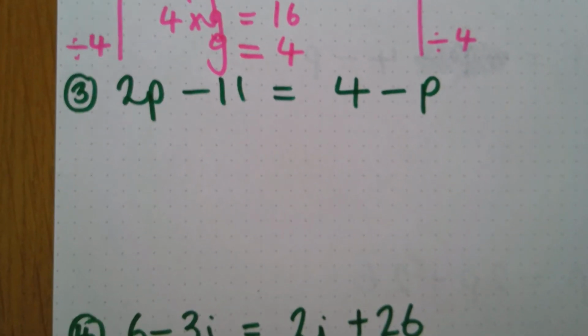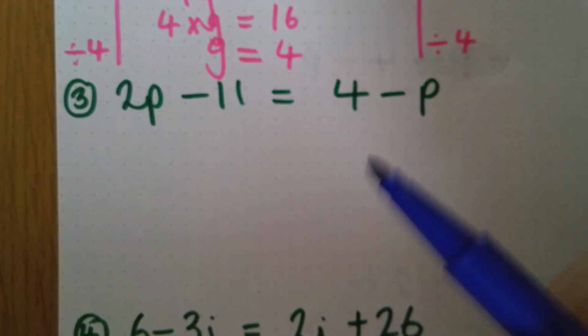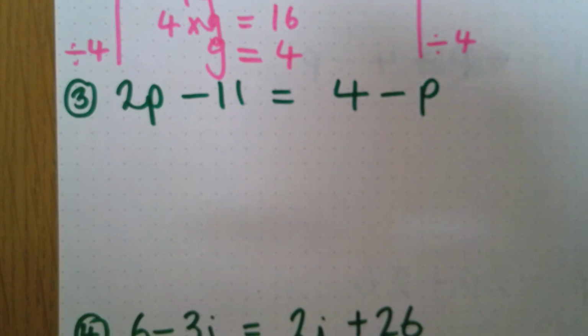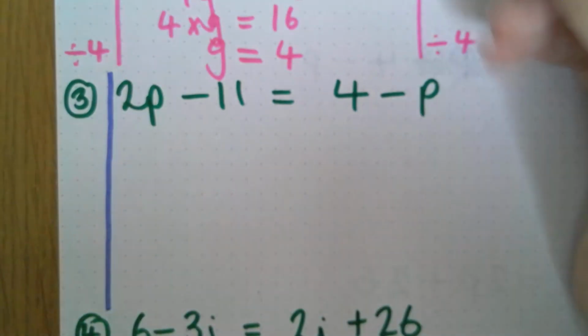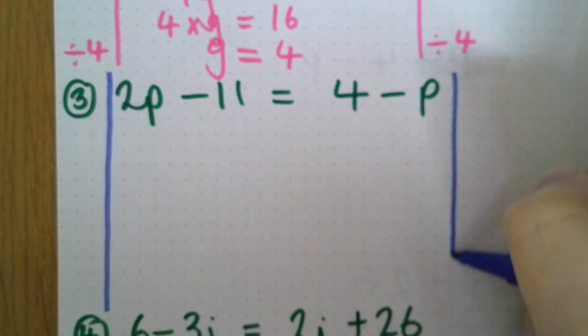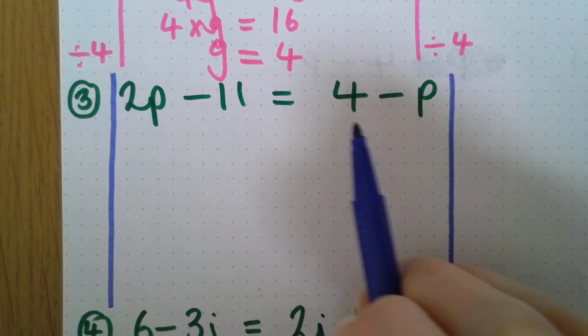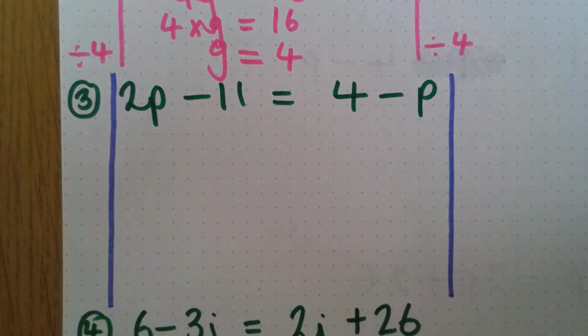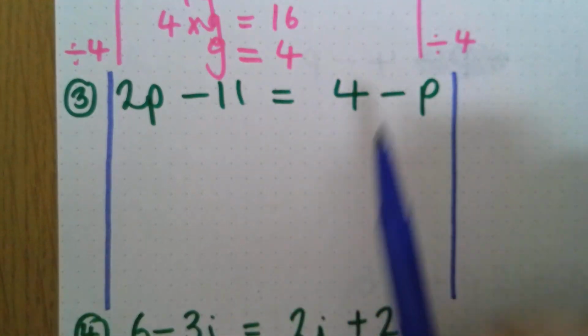So by now you should be able to predict what I'm about to do next, because you've seen two examples, so you should be able to guess the next steps. So our first step, when we see that we've got to solve equations, is drawing our stabilisers. So I'd write this one down. 2p take away 11 equals 4 take away p. Okay, so 2p take 11 equals 4 take p.